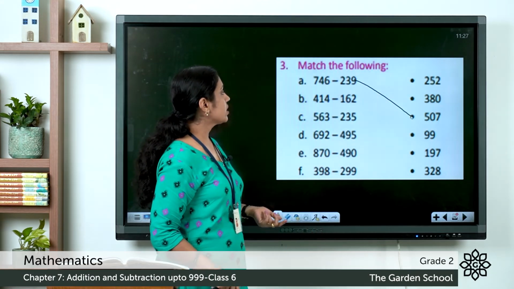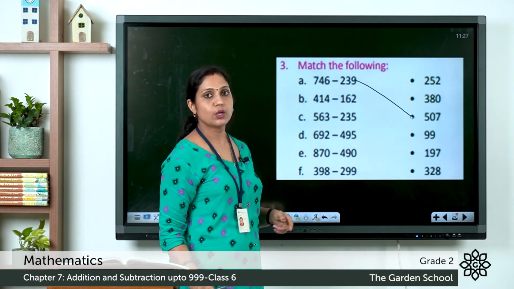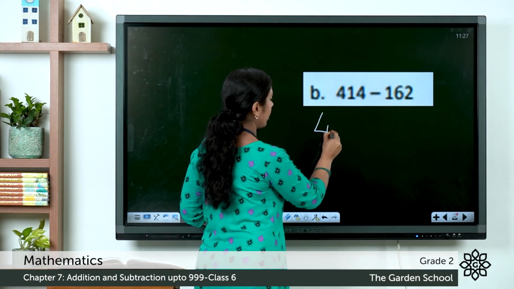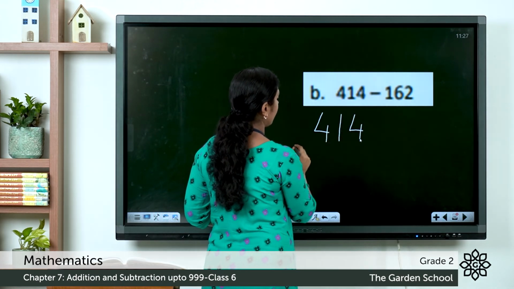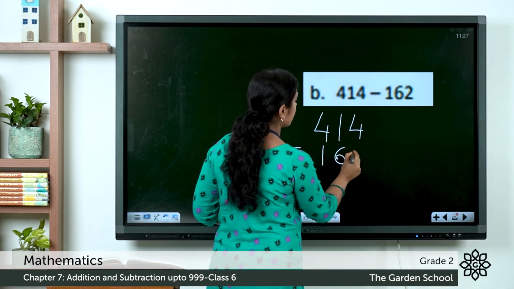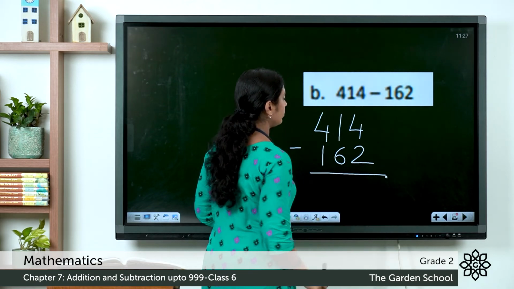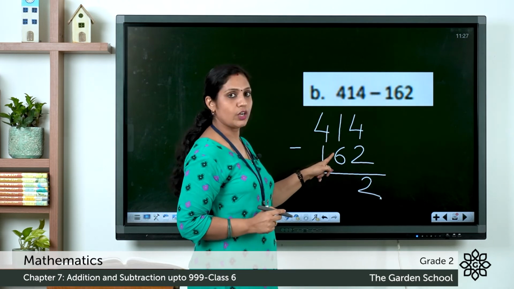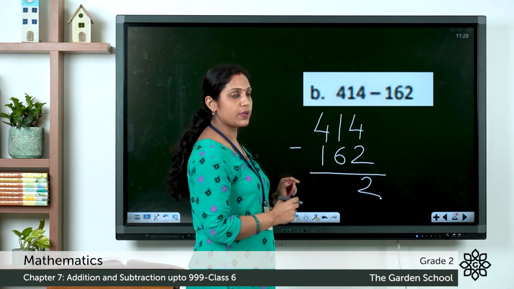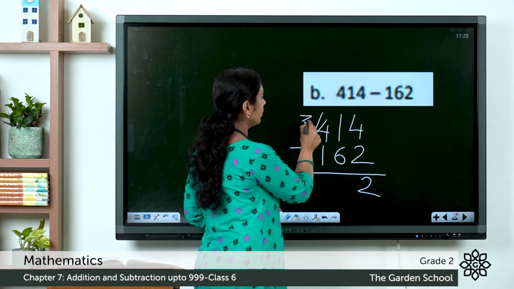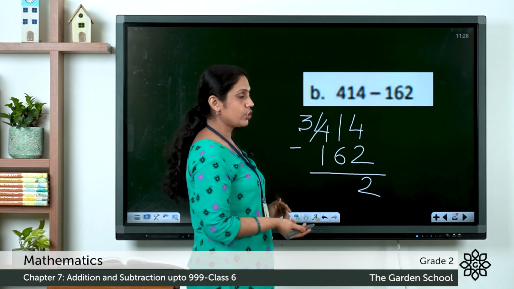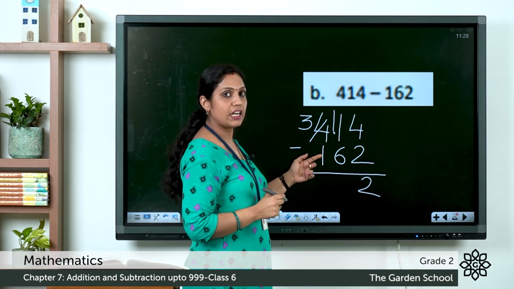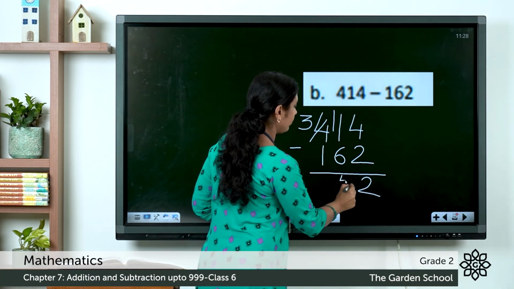Now look at the second question, 414 minus 162. 4 minus 2 is 2. 1 minus 6, we are not able to subtract. So we'll move on to the hundreds place, borrow from there, and the one which we get, we'll take it to the tens place. Now we have 11 minus 6. 11 minus 6 is 5.